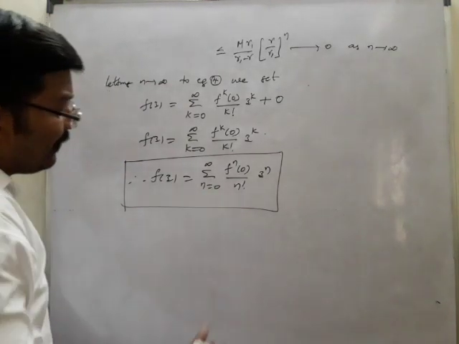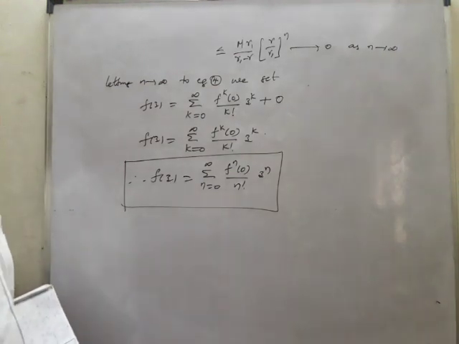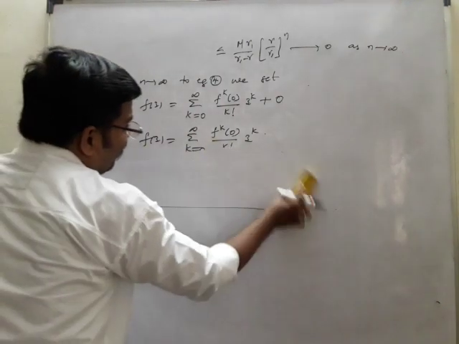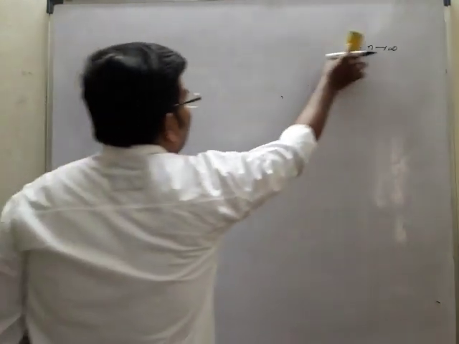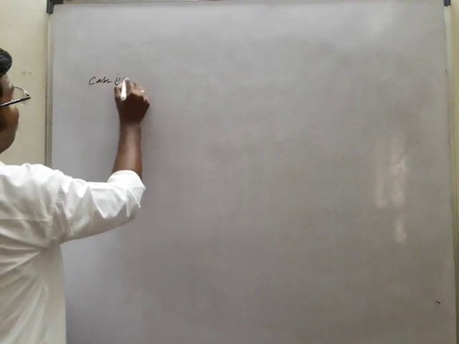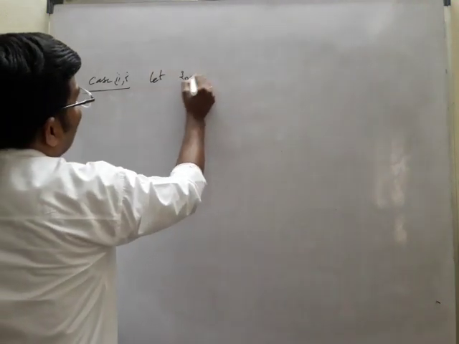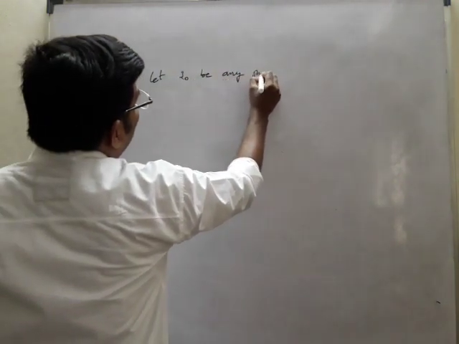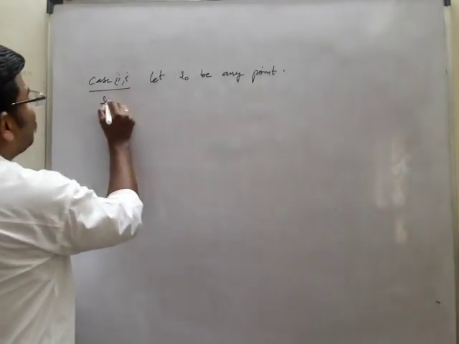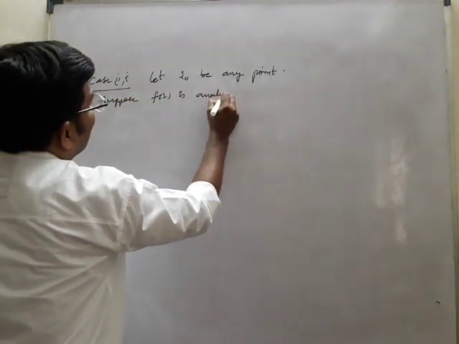Now we'll try to prove case 2, when the point z0 lies inside C at any point. Let z not be any point which lies inside. So that we'll try to find out now, case number 2. Now what is case 2? This is the last case for Taylor's theorem. Let z not be any point, and suppose f of z is analytic.